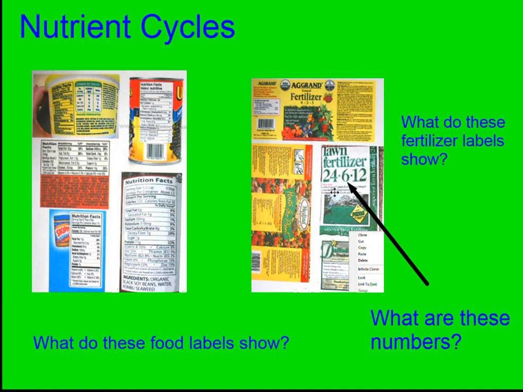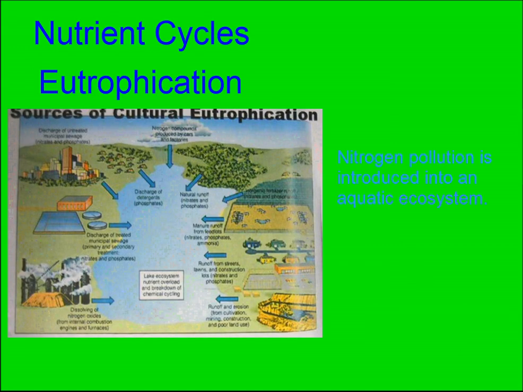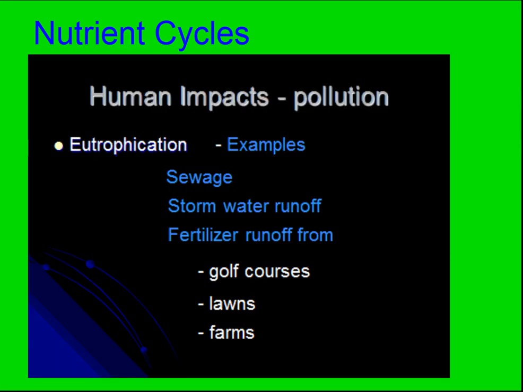These are in percentages. We also learned about eutrophication. Eutrophication starts with nitrogen or phosphorus pollution into an aquatic ecosystem. The sources, as you can see here, are fertilizers and sewage and other industrial sources. Stormwater runoff and fertilizer from golf courses, lawns, and farms play a big role in putting that nitrogen and phosphorus into the water.